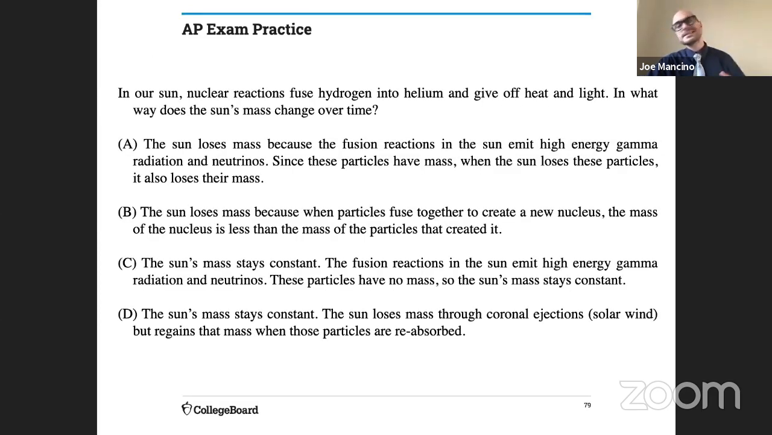Different question, same vibe. How does the sun's mass change over time? Does it lose mass, gain mass? Does it stay constant? We'll get back to you on that tomorrow.